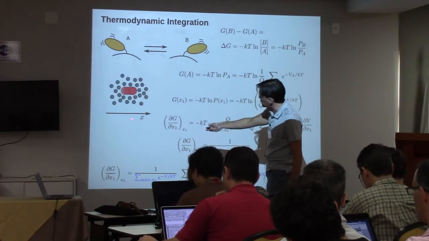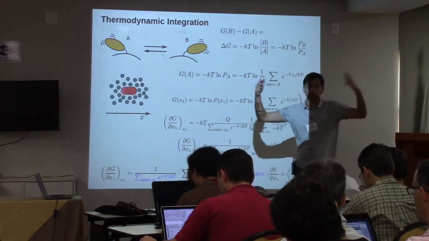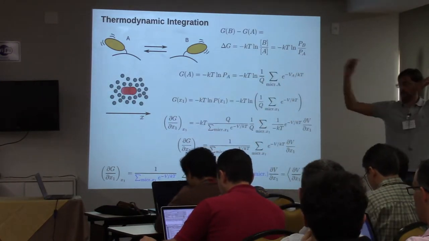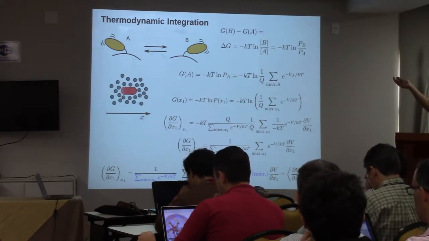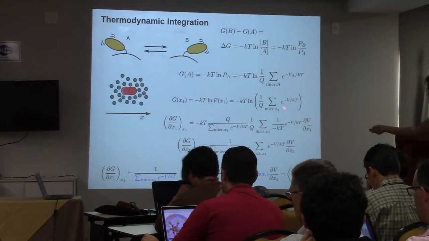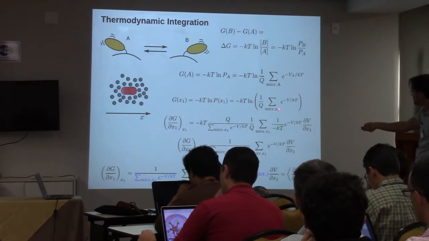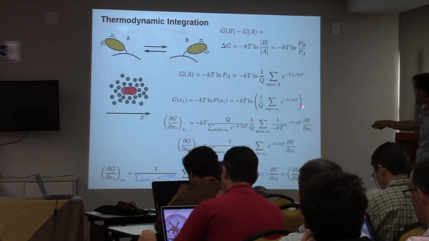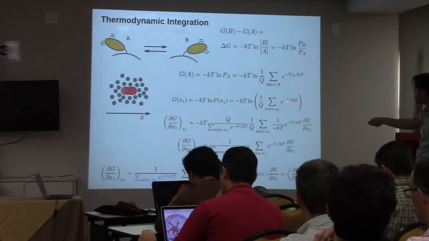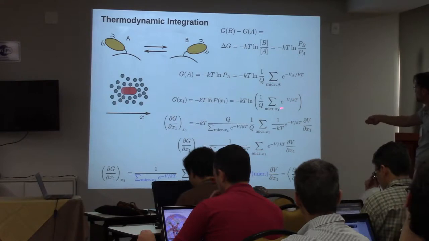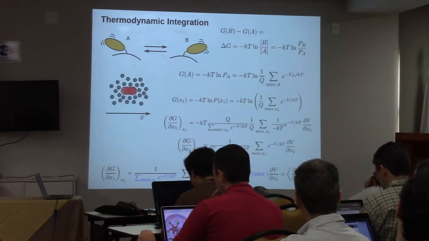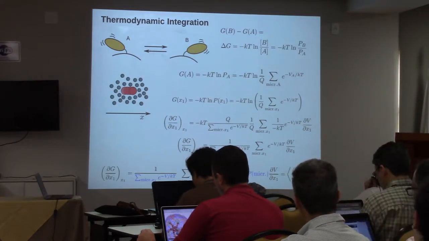given the position x1 of this particle, all other particles of the system might move. So there are many, many conformations of the system which are compatible with the position x1 of this particle. So this is the sum we are performing here. We are summing the exponential of the potential energies of all these conformations. Okay?